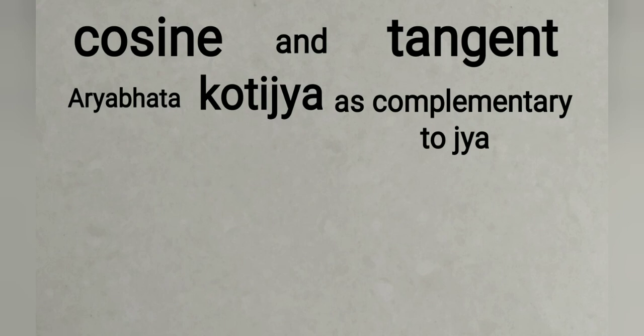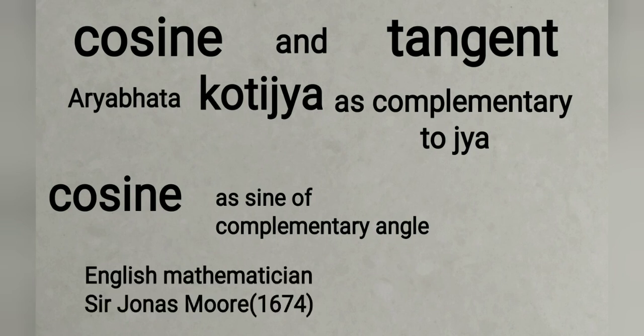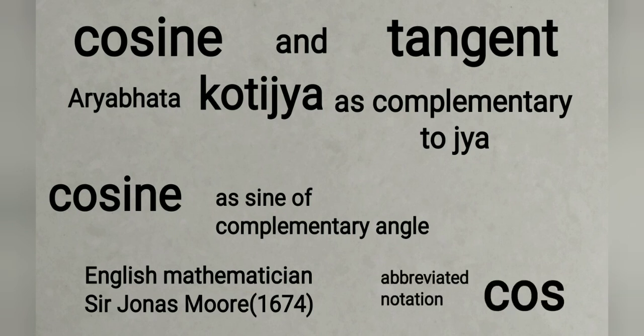Aryabhat used the word Koti Jaya as complementary to Jaya. The cosine function arose from the need to compute the sine of the complementary angle. The name cosinus originated with Sir Edmund Gunter. However, an English mathematician, Sir Jonas Moore, in the year 1674, first used the abbreviated notation cos.